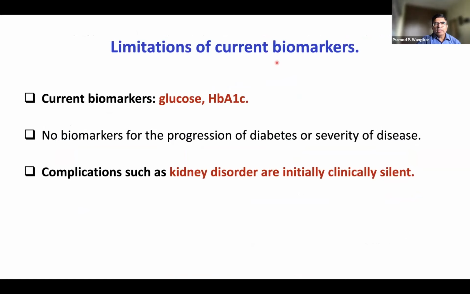Current biomarkers are glucose and HbA1c. HbA1c is also an indication of glucose control, or glycemic control. And therefore, these biomarkers do not give you an indication of the progression or severity of the disease, how much damage it has already caused.